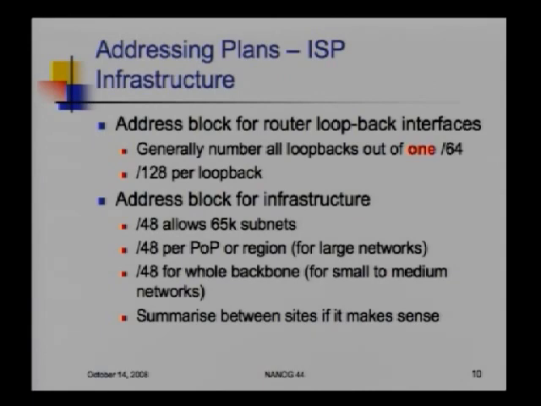Then you set aside an address block for infrastructure. Now, different ISPs do different things. A single /48 gives you 65,000 subnets. That's quite a lot of infrastructure, if you think about point-to-point links, joining routers, LANs, and all the rest. But some ISPs will use a single /48 for the entire infrastructure. Others will use a /48 per point of presence, because I suppose they imagine they'll use all 65,000 subnets in that POP. Some of them will probably use a /48 for a region. So it could be a few cities, or, for example here in the US, a state or something like that.